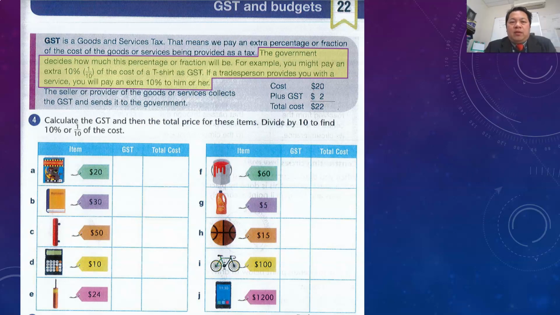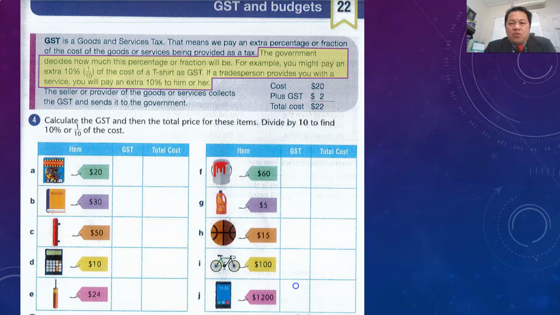Whatever things that we buy or the services that we use, we need to pay 10% more than what is quoted. Like if you buy a t-shirt, instead of $10, you'll pay 10% more of the $10, so it's $1 more, which is $11. The trade person, same thing. If you get James Gardening to come in, instead of being quoted $100, you got to pay $110 for the services rendered by the person.